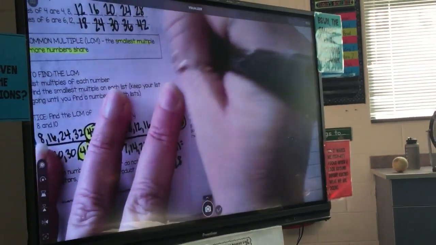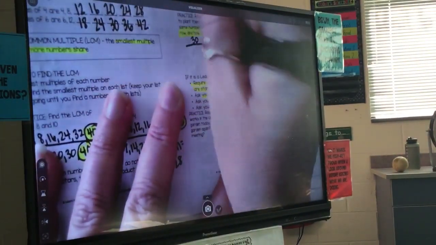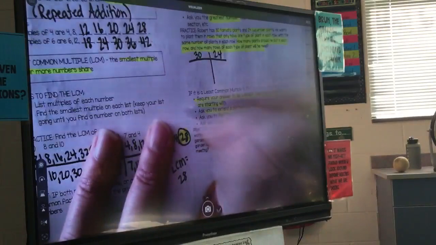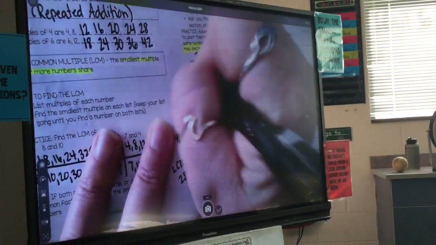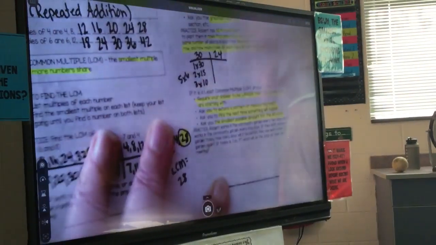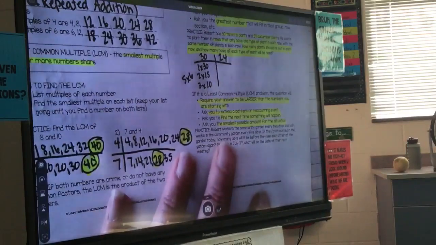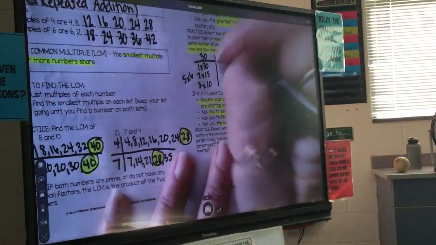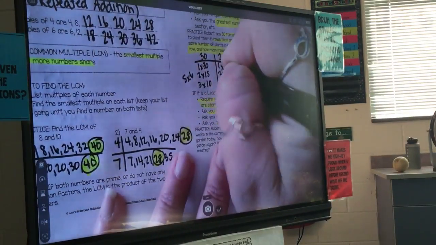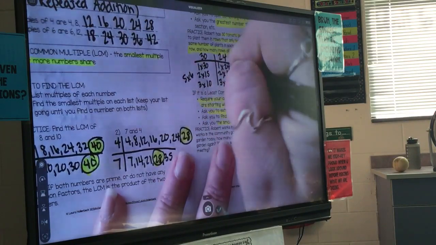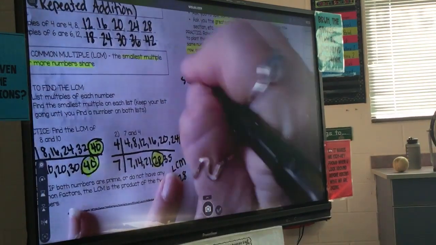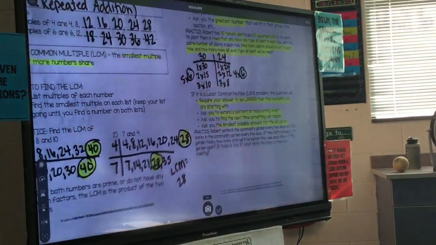Someone raise your hand and tell me all the factors for 30. Gracie. Okay. 30 times 1, 2 times 15, 3 times 10, 5 times 6. And then for 24, what do we have for 24? Silas. 1 times 24, 2 times 12, 3 times 8, 4 times 6. Okay. So our GCF is going to be what? 6.